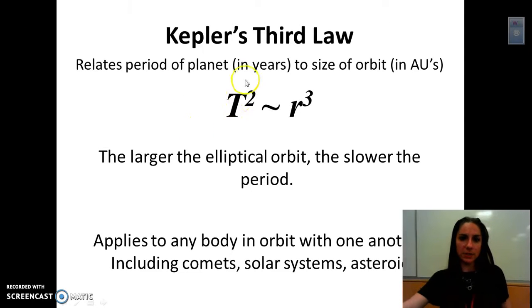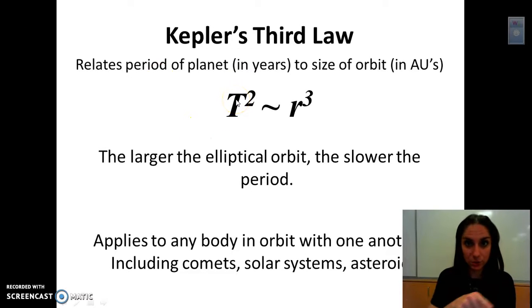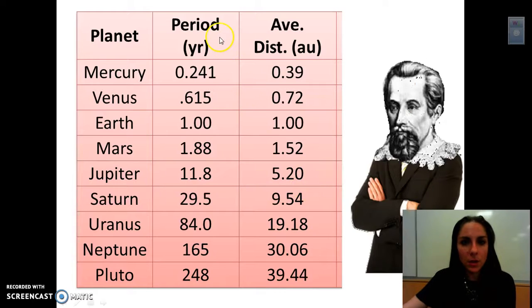T represents the period, how long it takes to make one revolution around the whole system, and R is the orbital radius. Kepler noticed some of these values. This is data, a period in years, and AU represents astronomical units, the distance from the Earth to the Sun. So notice that's 1 here, because 1 AU is the distance from Earth to the Sun. These are closer, so it's less than 1, and these are further.